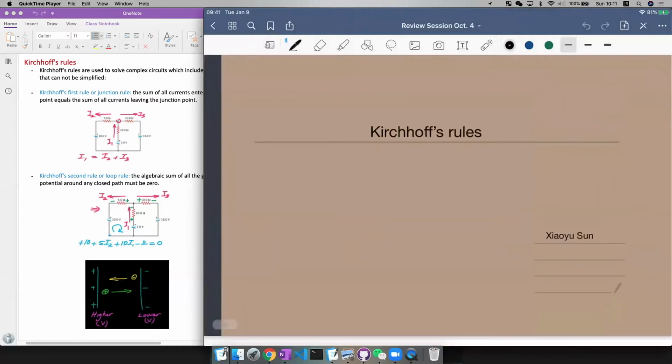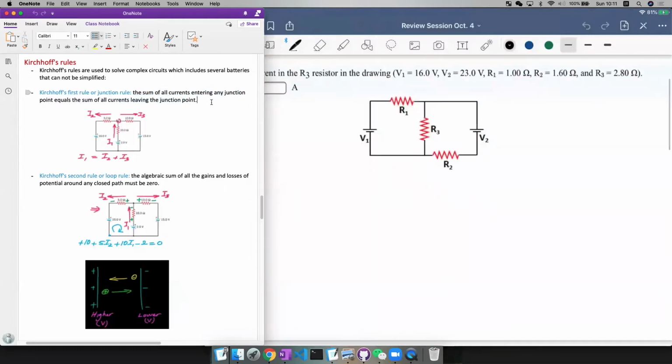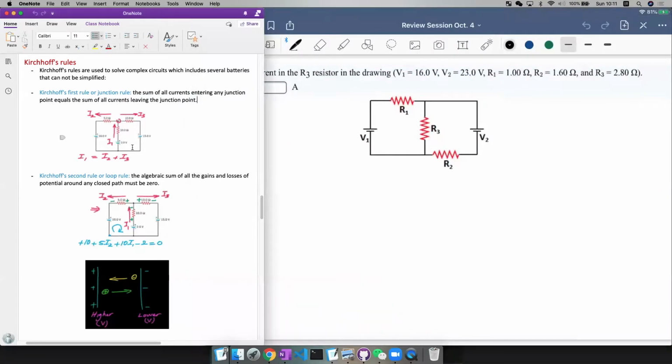Okay. Sounds good. Since I'm recording this, let me introduce this briefly because probably more students want to check the recording out. So first let's check this rule. So still, the first rule is sum all the currents up, right? So we could just apply it to this question.